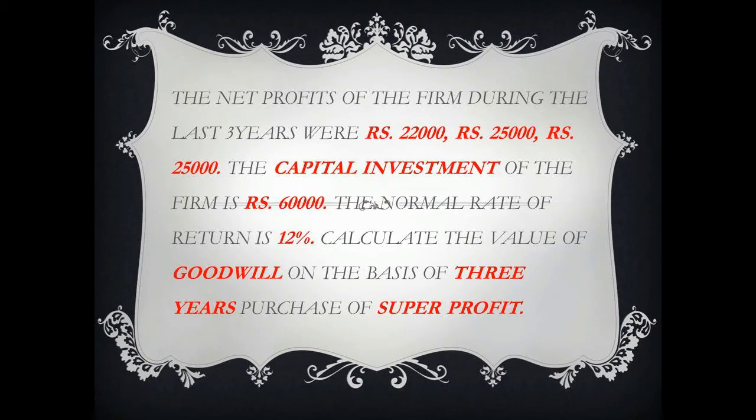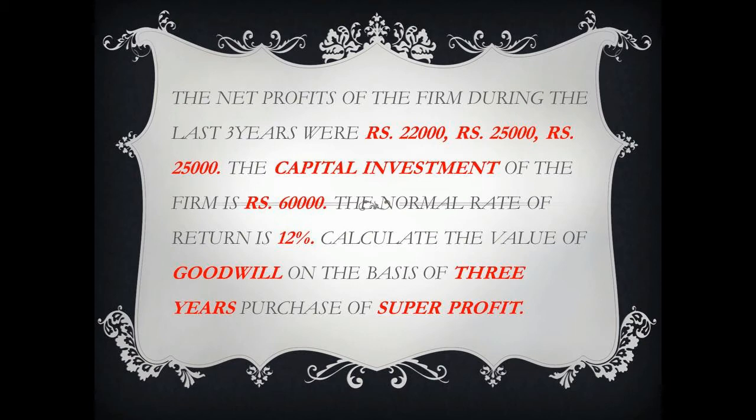Let's start the question. With the help of the question, it is easy to understand this method. First, we read the question. The net profits of the firm during the last 3 years are mentioned. The capital investment of this firm is also given. So, skip the first step because capital investment is mentioned. Normal rate of return of the company is 12%. Calculate the goodwill on the basis of 3 years purchase.